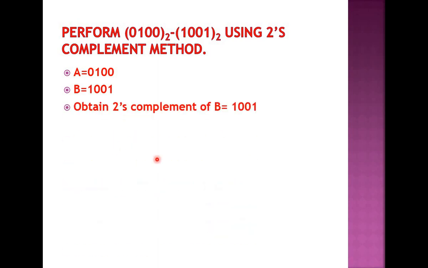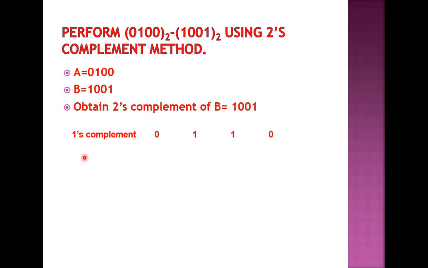Now again we take another example. We have to perform the subtraction 0100 to the base 2 minus 1001 to the base 2. Here the first number is A and the second number is B. We write A is equal to 0100, B is equal to 1001. Now we have to obtain the 2's complement of B. So we write here 1001, and the 1's complement of this number is 0110, because we are inverting the bits.